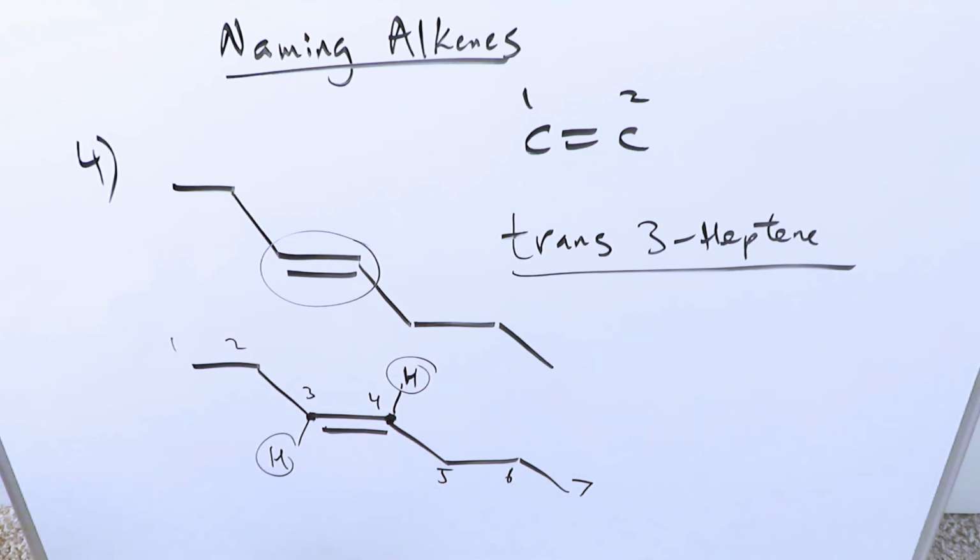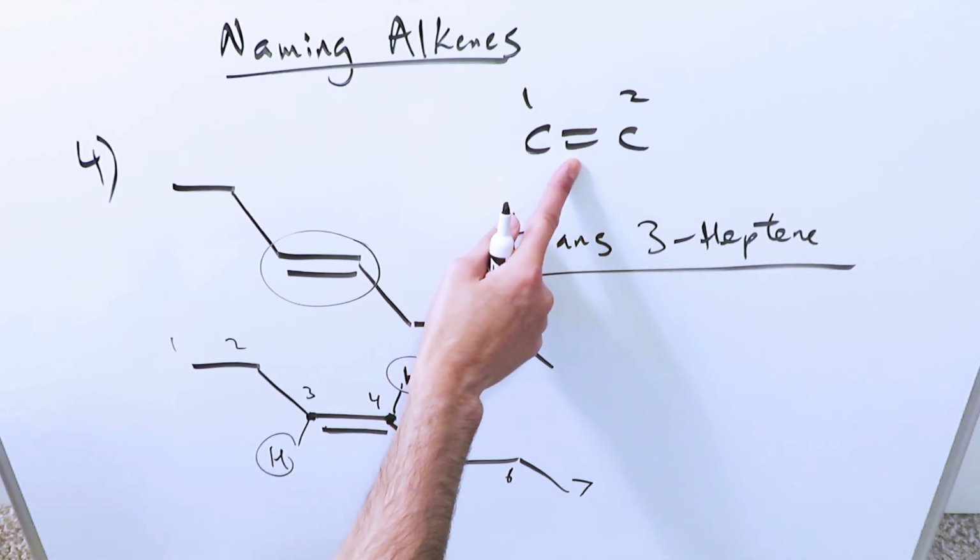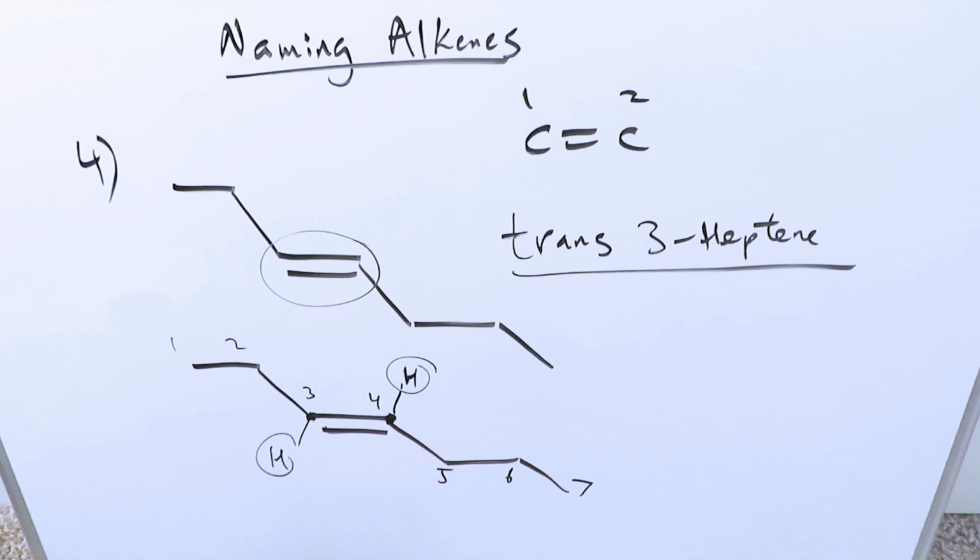The cis and the trans names come about with the orientation of atoms with regards to the double bond carbons that are involved. So keep that in mind. Trans 3-heptene is a perfectly correct name for this compound.